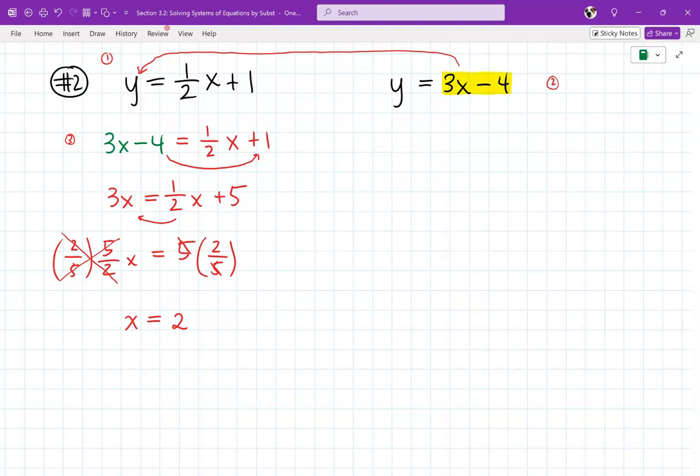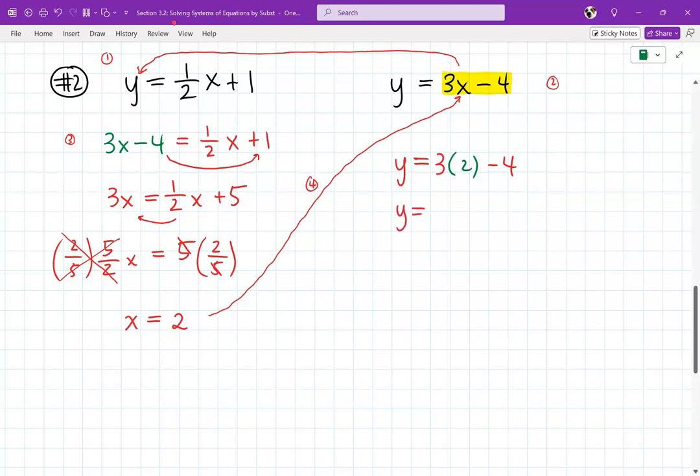Now we're going to go into step 4. Get this answer and plug it into the other equation, the original one. That's my step 4. So here we go. Y equals 3 times 2 minus 4. Well, 3 times 2 is 6, and 6 minus 4 is 2. So I'm done. Step 4 is done. Step 5, write your answer as a point. X is 2, Y is 2. So 2, 2. This is step 5.